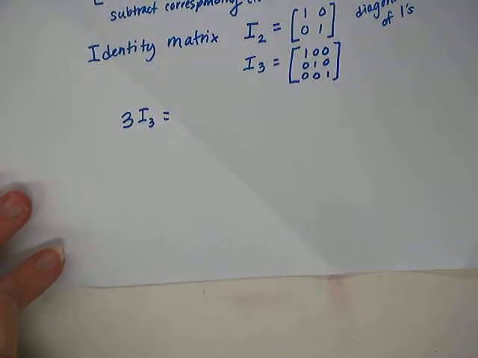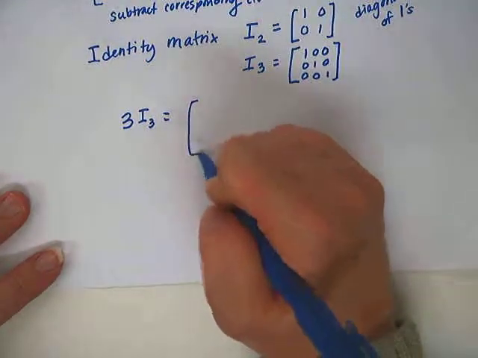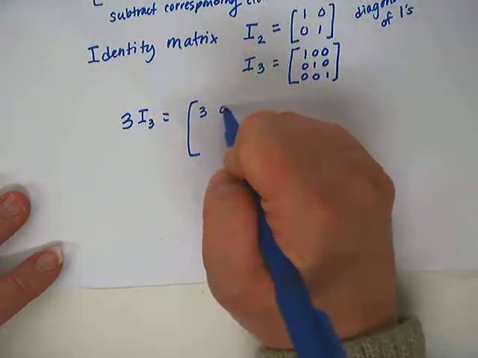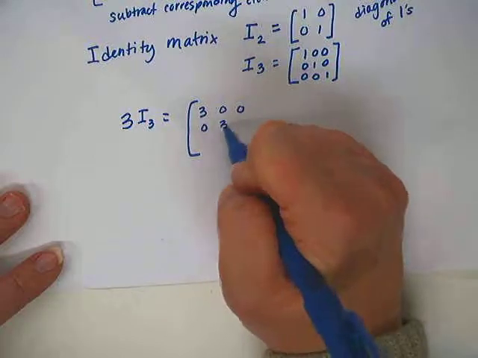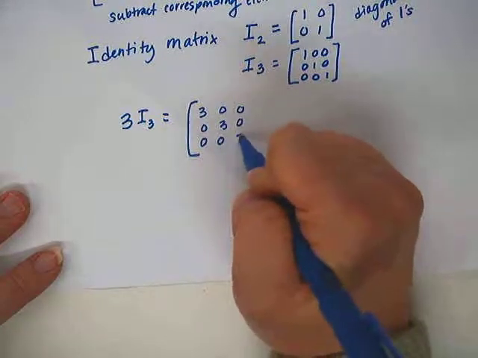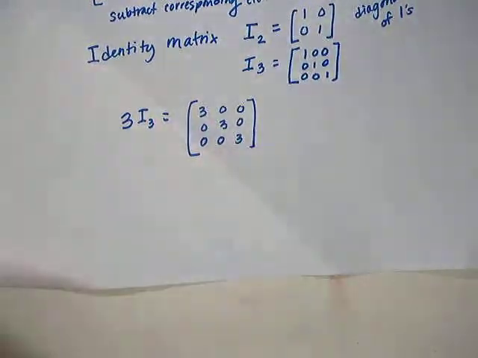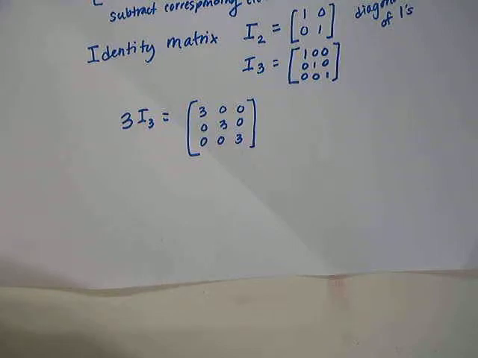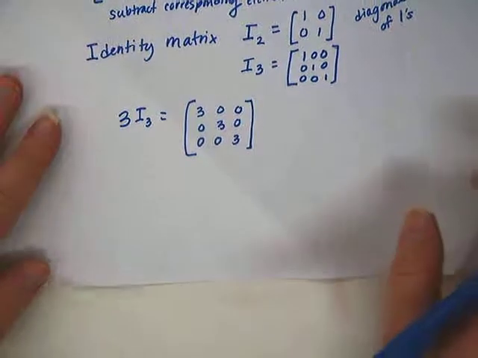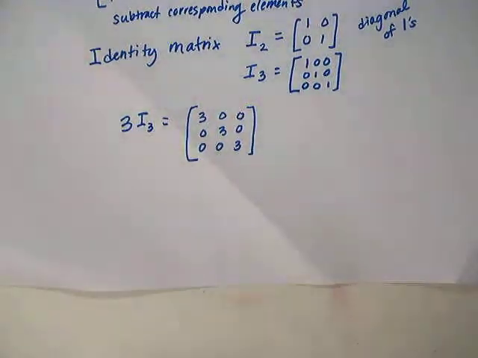However, what if you wanted to do like 3 times I sub 3? What would that mean? That would be a scalar multiplication where everything is multiplied by 3, and of course the zeros would remain 0, so instead of a diagonal of 1s, it would have a diagonal of 3s, right? Get the idea? So all that stuff is pretty easy. Do I need to spend more time on it? Okay, that's good.